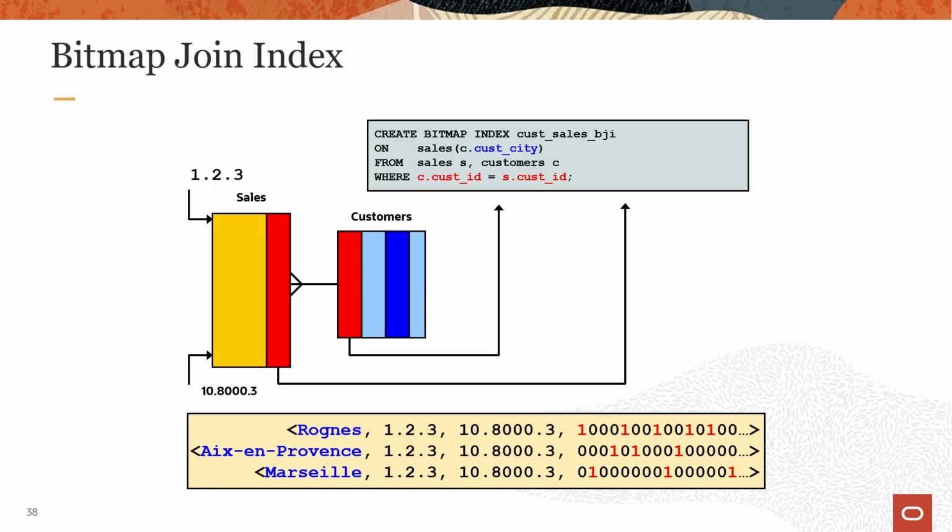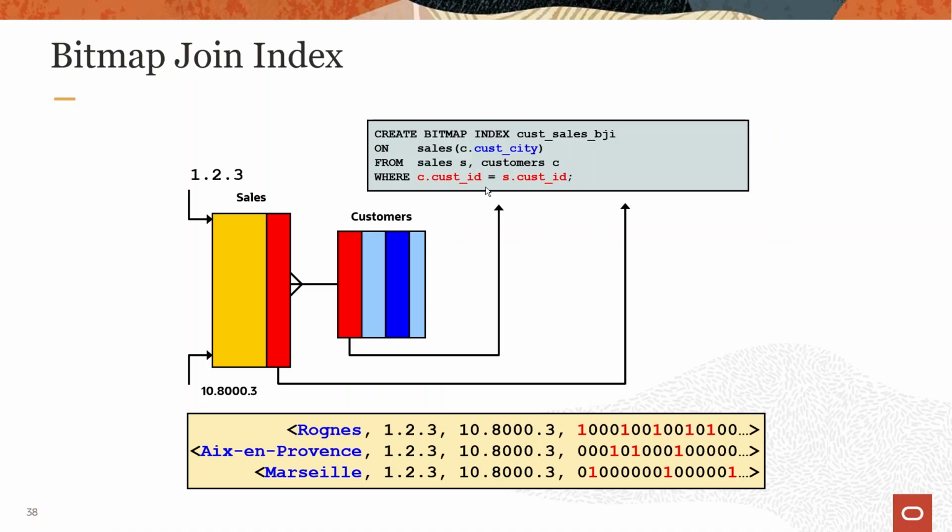Then you also have the bitmap join index. Now, in addition to a bitmap index on a single table, you can create a bitmap join index. A bitmap join index is a bitmap index for the join of 2 or more tables. Such a bitmap join index is a space-efficient way of reducing the volume of data that must be joined by performing the join in advance.